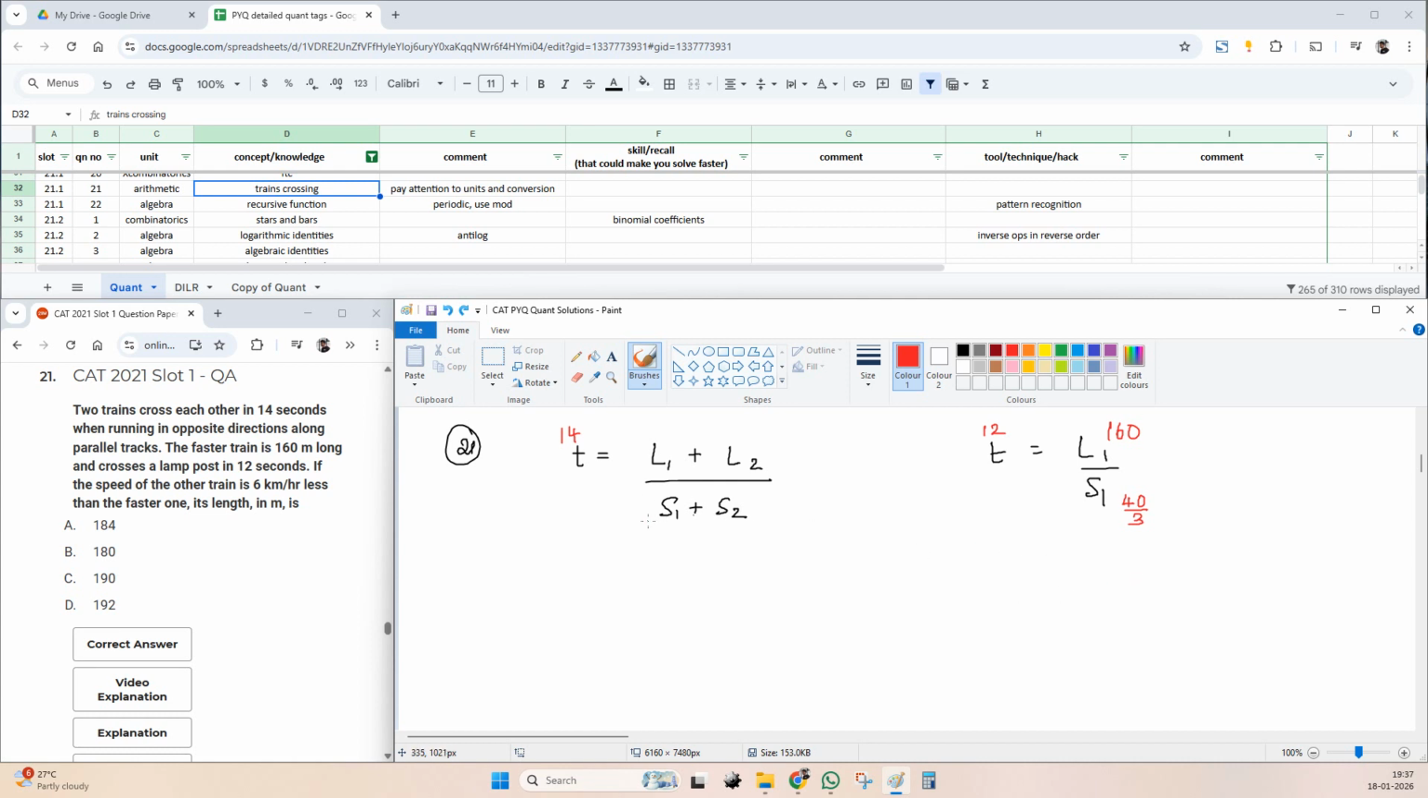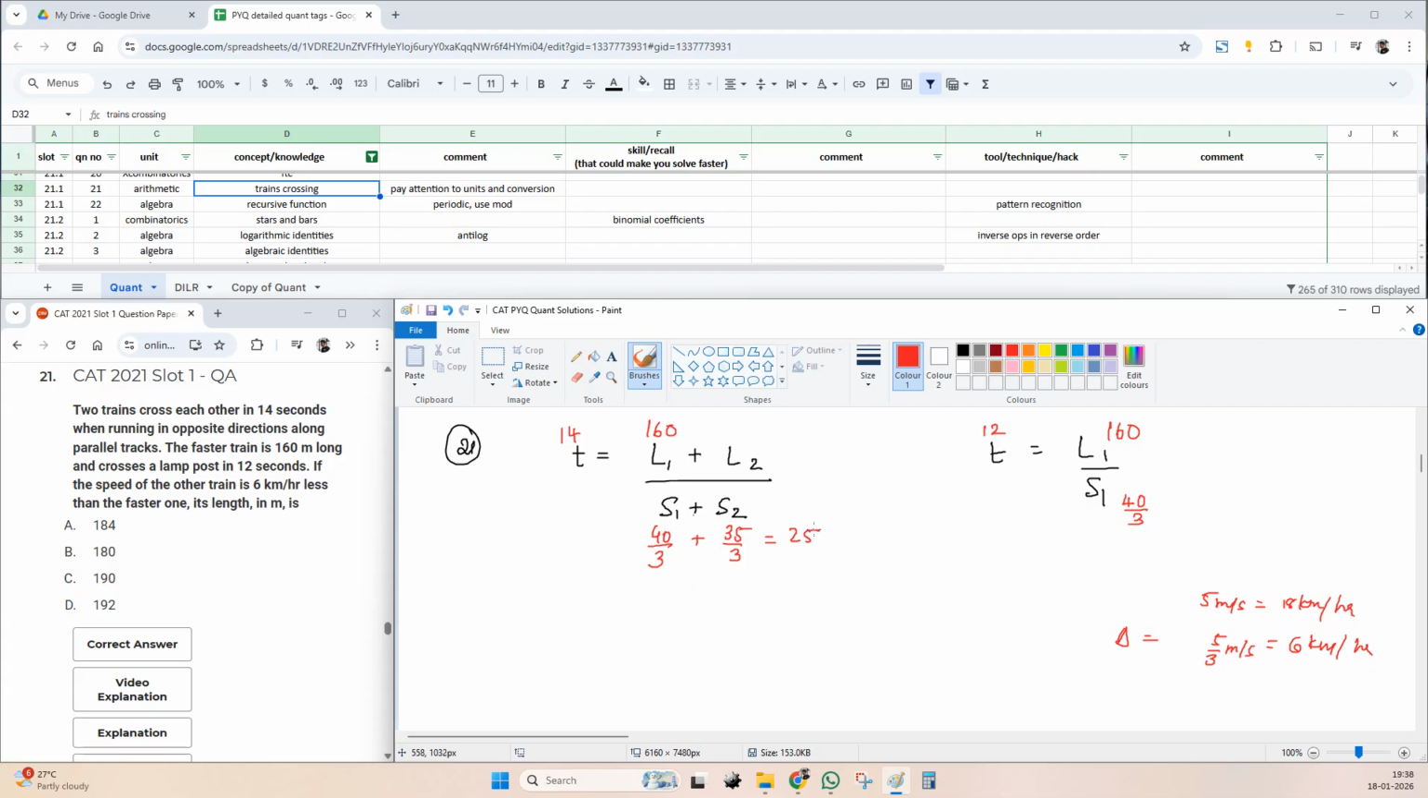What is S2? L1 is also 160, right? S2 is 6 kilometers per hour less. What do we know? We know that 5 meter per second is equal to 18 kilometer per hour. That's the conversion, right? So 6 kilometer per hour, that's the delta, should be 5 by 3 meter per second, which means S2 is 5 by 3 less than 40 by 3, which is 35 by 3. Again, not an integer. You don't need to convert this to 11.67 meter per second, because when you add these two things up, you get 75 by 3. 75 by 3 is 25.